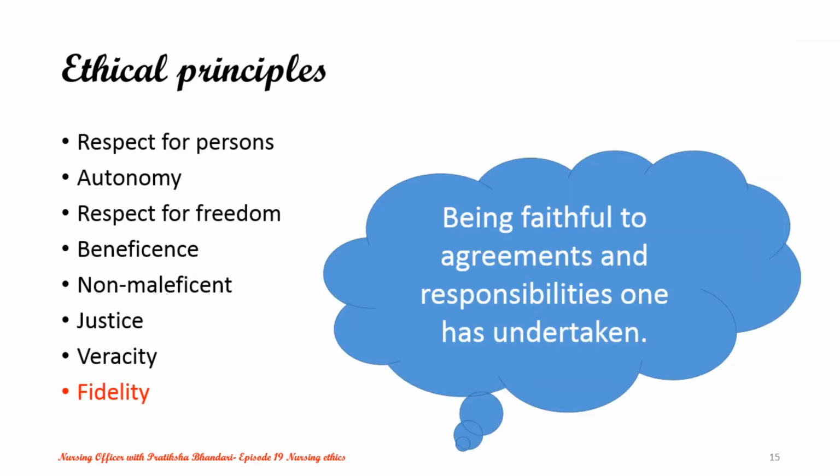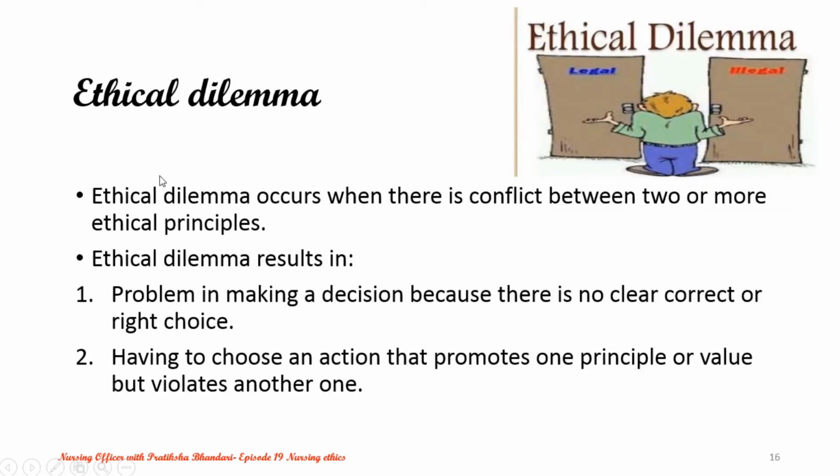Okay, there are such ethical principles and we face a dilemma while performing them. For example, while following one principle, we will be confused whether we are hampering or overtaking another principle. When an ethical dilemma occurs, it results in a problem in making a decision, because there is no clear correct or right choice, because there is nothing written that it is correct and it is wrong, but we should know it on the basis of knowledge, on the basis of theory, and it cannot be made on the basis of personal opinion. So there falls the ethical dilemma.